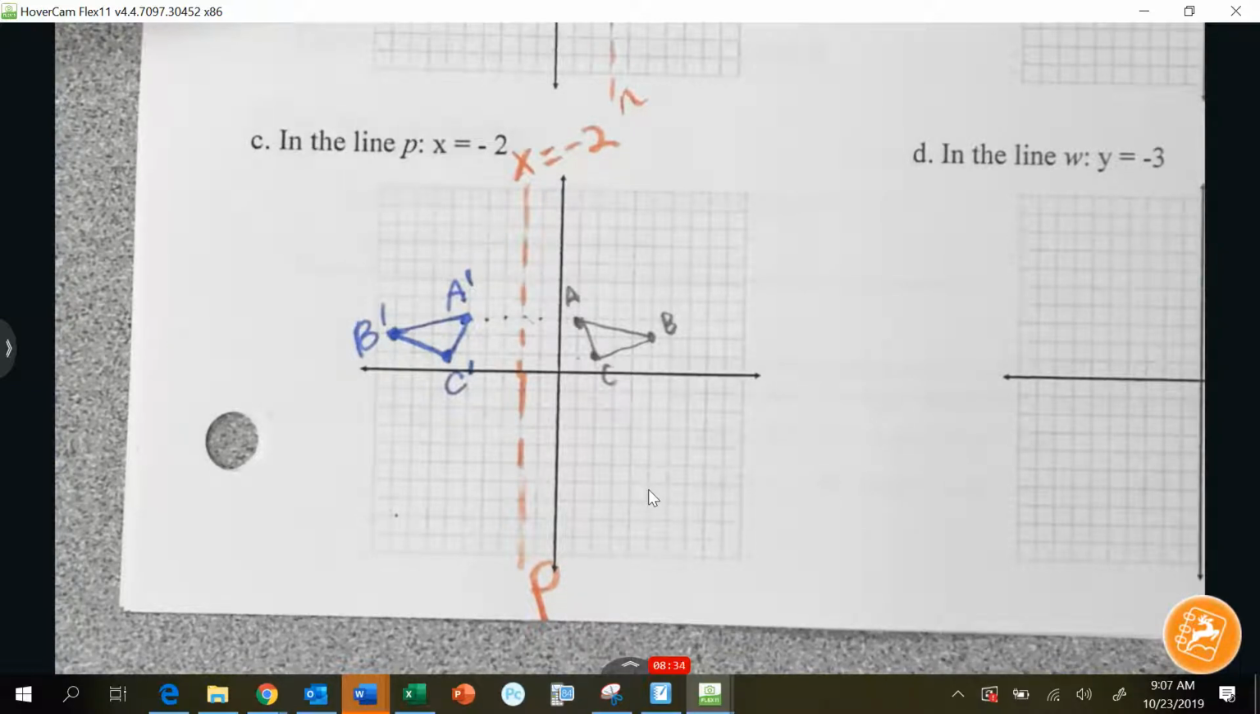Same length, same angles. Oh, yeah, they are. Do these end up exactly the same length, same angles? Yeah. We're not changing the shape. We're not changing how big the angles are. We're not changing how long the sides are. These are rigid motions. They just end up in a different place. Now, they're not going to end up parallel like the other ones did.